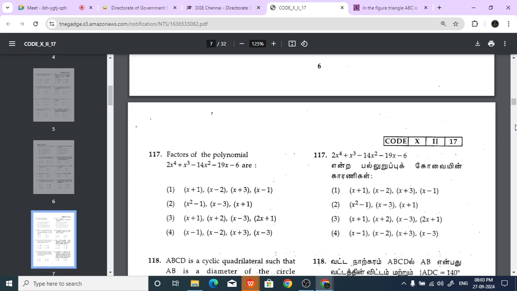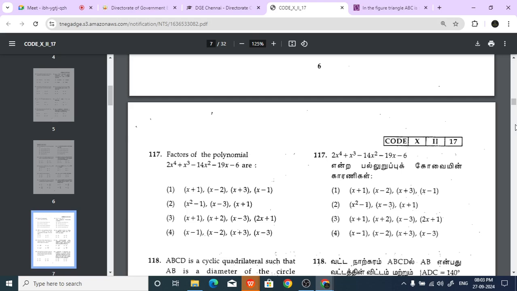See, what is the first factor in the polynomial? The first one is 2 into x power 4, isn't it? In which of the options will you get 2 into x power 4? Do you get it in the first option, (x plus 1) into (x minus 2) into (x plus 3) into (x minus 1)? What will you get? You will get x power 4. Will you get 2x power 4?